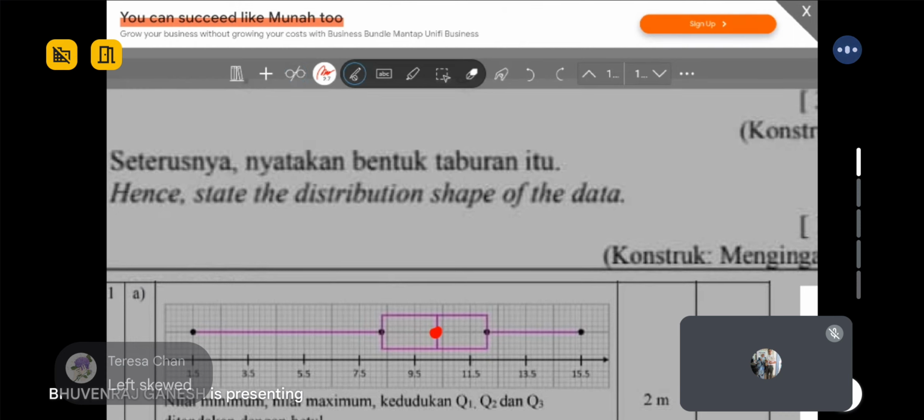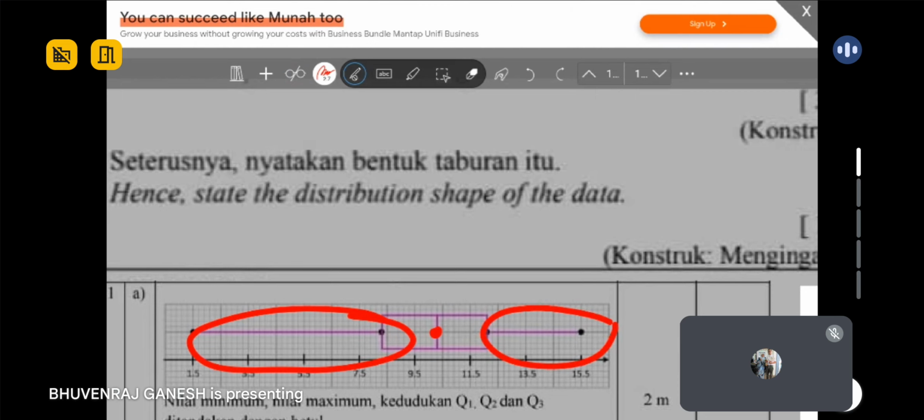Why? Because you see the tail here is longer compared to this. Nampak panjang dia, guys. Look at the tail. Left hand side is longer. So left skewed, guys. Okay, lihat ekor dia. Okay, so the answer is left skewed.